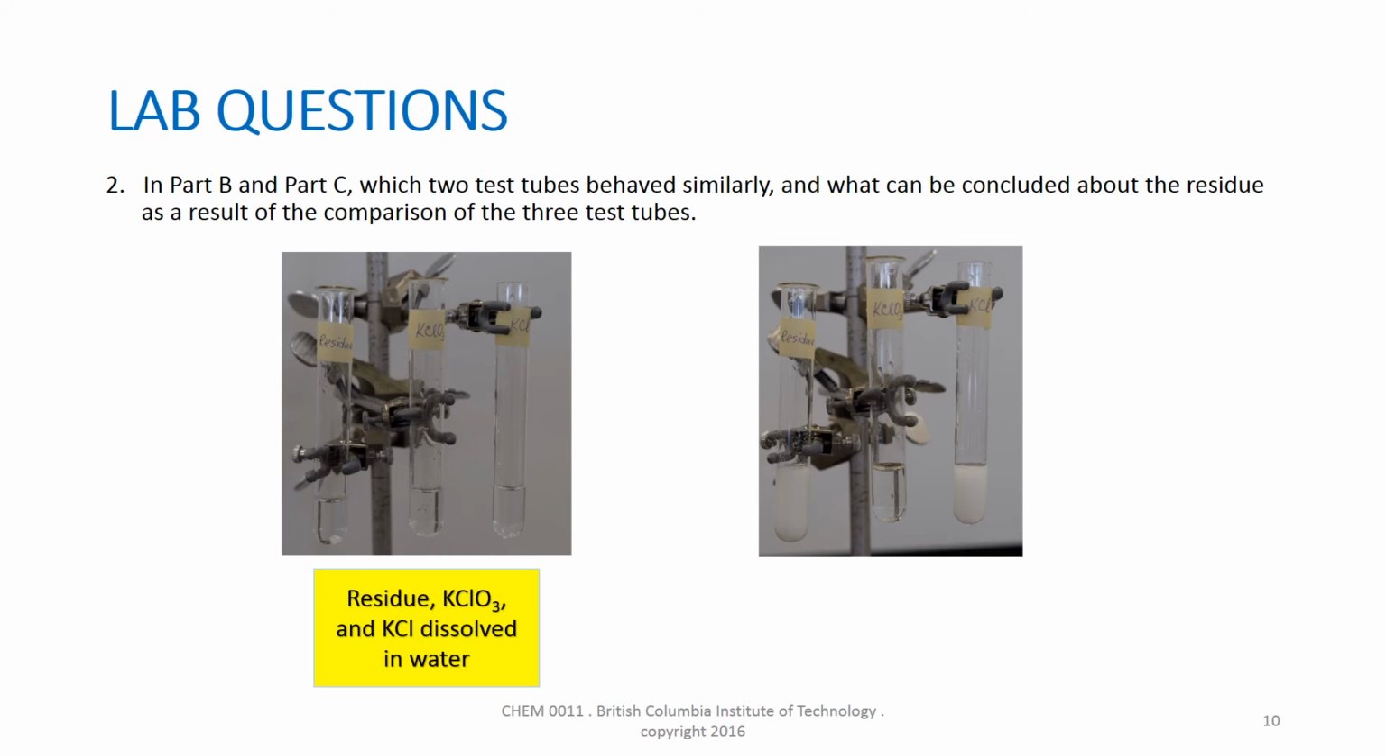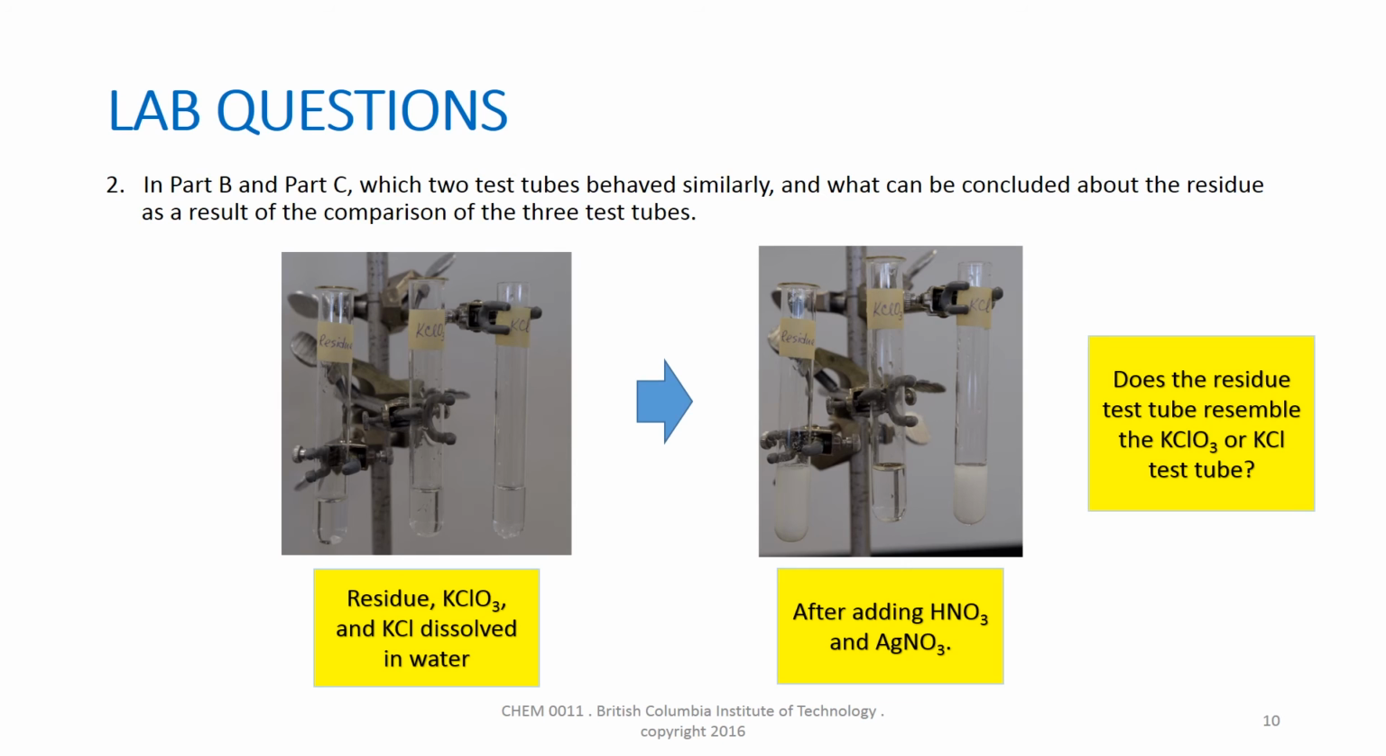The photo on the left shows 3 test tubes of 3 different substances dissolved in water: the residue which remained from the decomposition of potassium chlorate, pure potassium chlorate, and pure potassium chloride. The photo on the right shows the same 3 test tubes after nitric acid and silver nitrate have been added. Inspect the test tubes. Does the test tube with the residue resemble the test tube with the pure potassium chlorate, or does it resemble the test tube with the potassium chloride? By carrying out a comparison of these reactions, it allows us to conclude the identity of the residue.